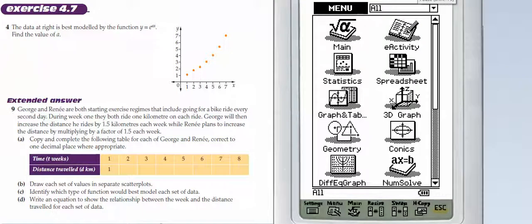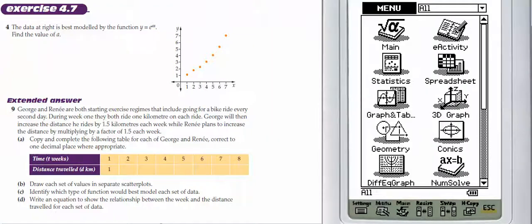Okay, this is for Year 12 Methods. It comes out of exercise 4.7 and it's using data to find models, particularly using the calculator. I'm going to look at example question number 4 and question number 9. Question number 4 is drawn there.